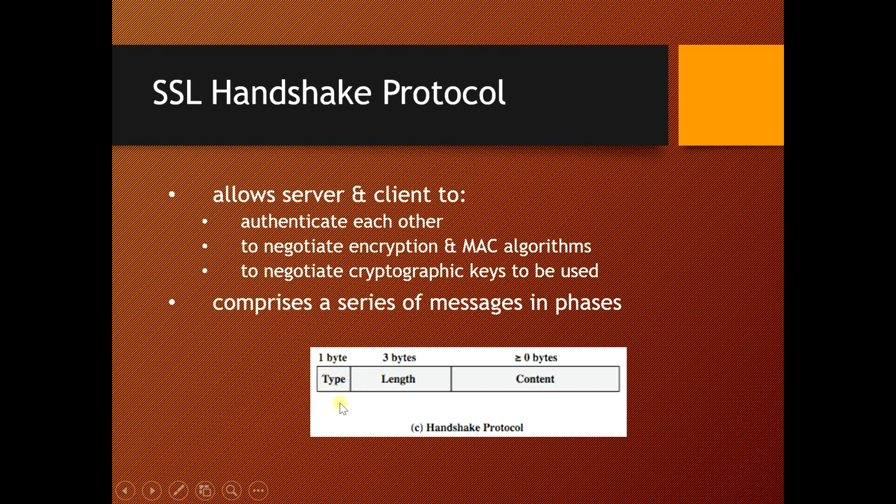This field is of 1 byte. The second field is length, which is of 3 bytes. This is mainly used to indicate the length of the message in bytes. The third one is the content, which can be equal to 0 bytes or greater than 0 bytes. This content field is used to mention the parameters that are associated with those 10 messages that we will look into.